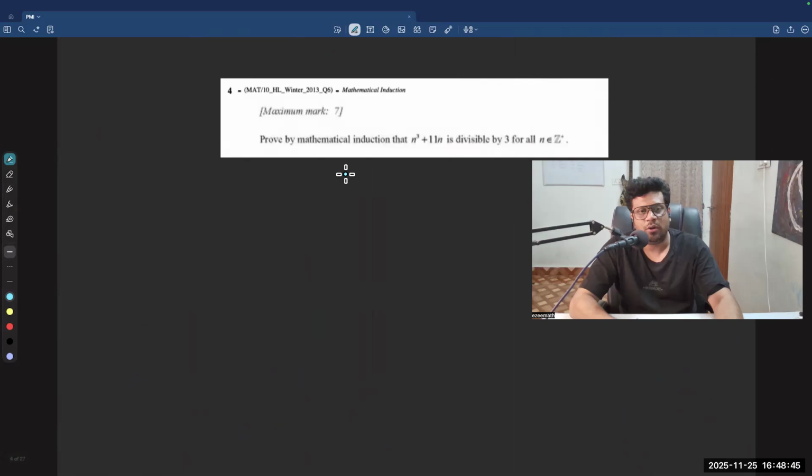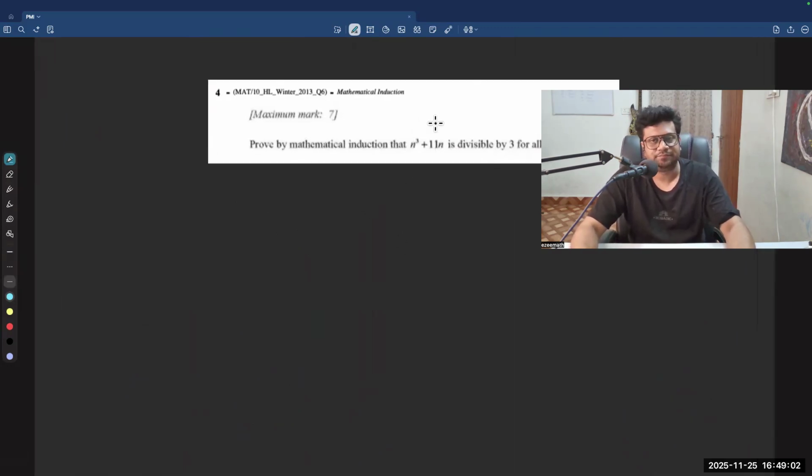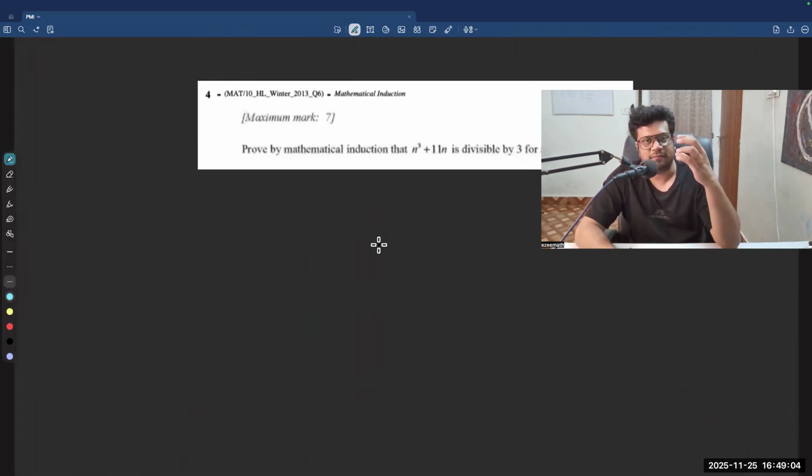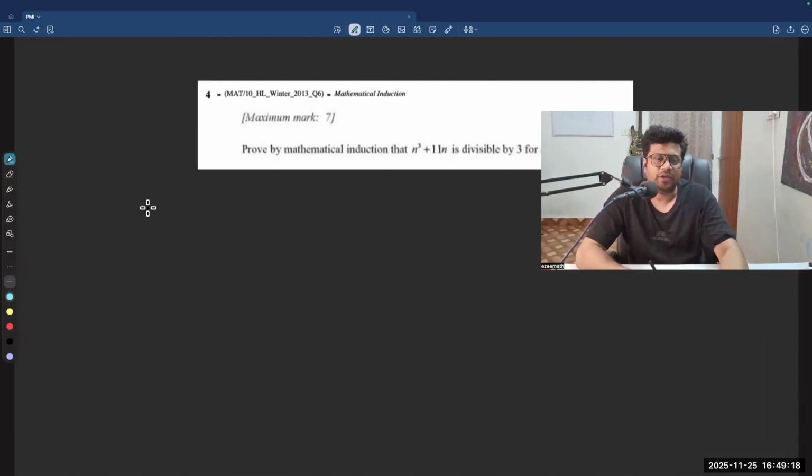So, here is one. Prove that this is divisible by 3 for all n belonging to Z plus. Z plus is supposed to be the set of positive integers, starts with a 1. Okay, so let's see. Although I'm going to tell you about it in short as of now, I'll show you the proper structure of it. First, let's show that this is always divisible by 3.